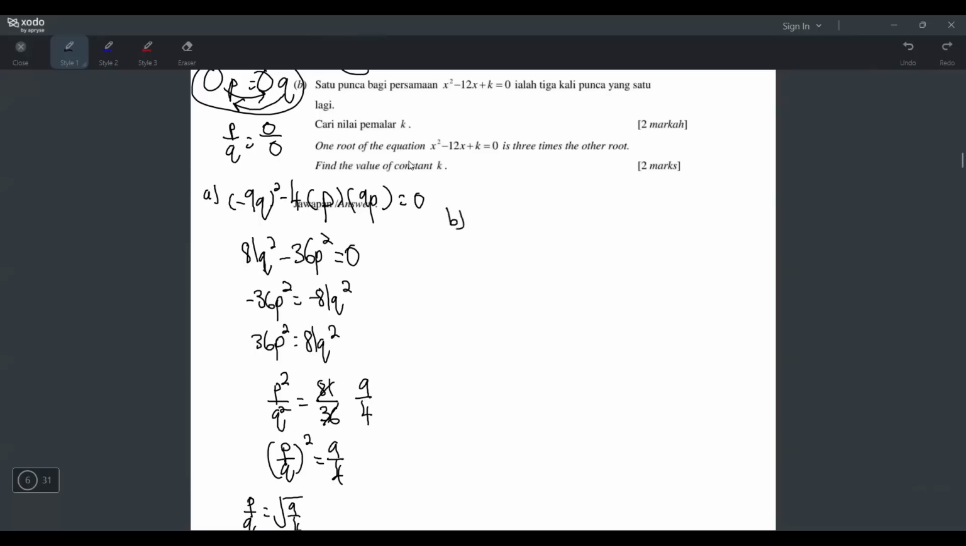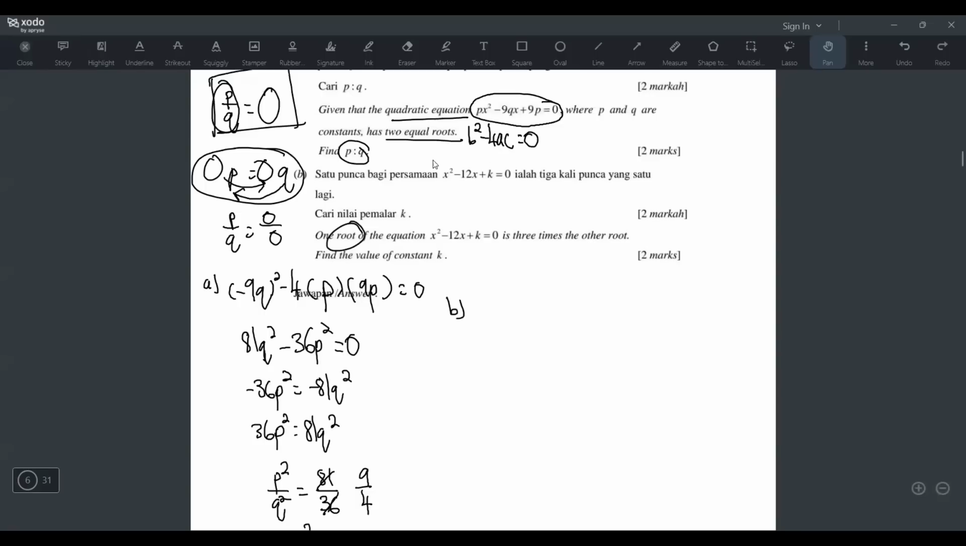B says one root of the equation. Okay, use SOPO. Yeah, use SOPO. If they say root, but they never say two different roots, two equal roots, or no roots, right? If they say that, then you do B squared minus 4AC bigger than 0 if it's two different roots, equal if two equal roots, B squared minus 4AC equals 0. If it's no roots, B squared minus 4AC is smaller than 0.